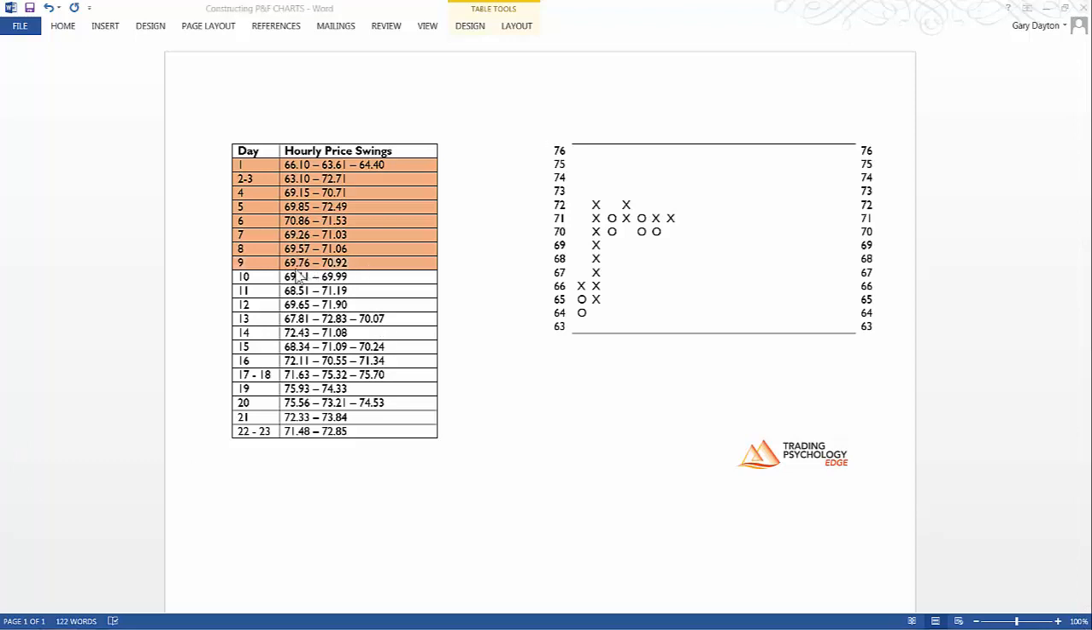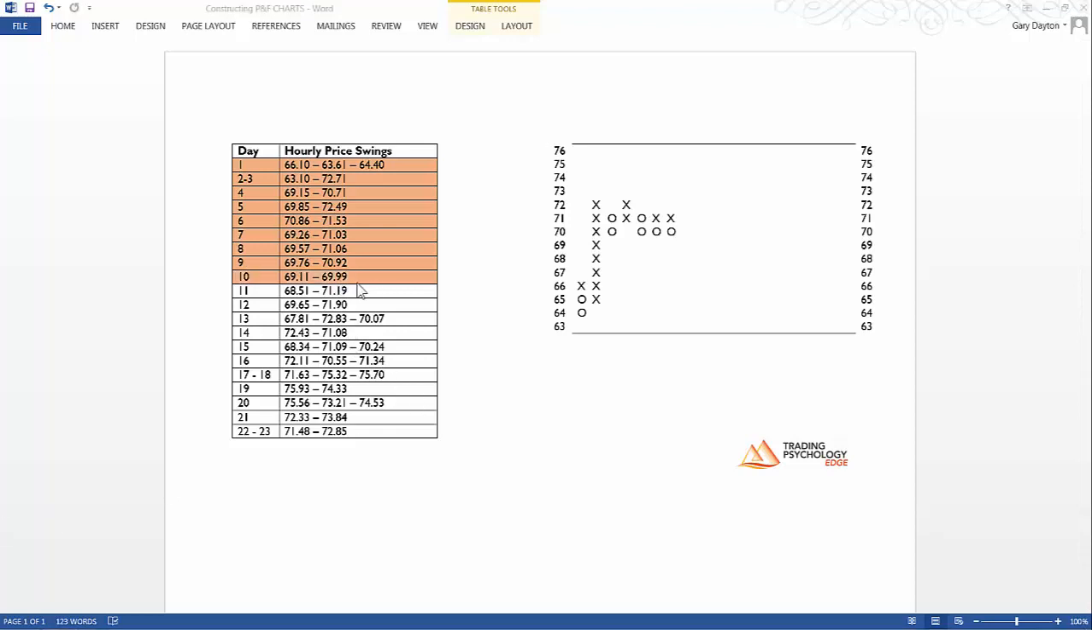The next day, kind of another wash and repeat. We come back down to 69.76. So we would plot a 0 here, and then it goes back up to 70.92. Well, we're already at 70. We didn't reach 71, so we can't start a new column going up. Okay, so we only plot that one figure for that day.